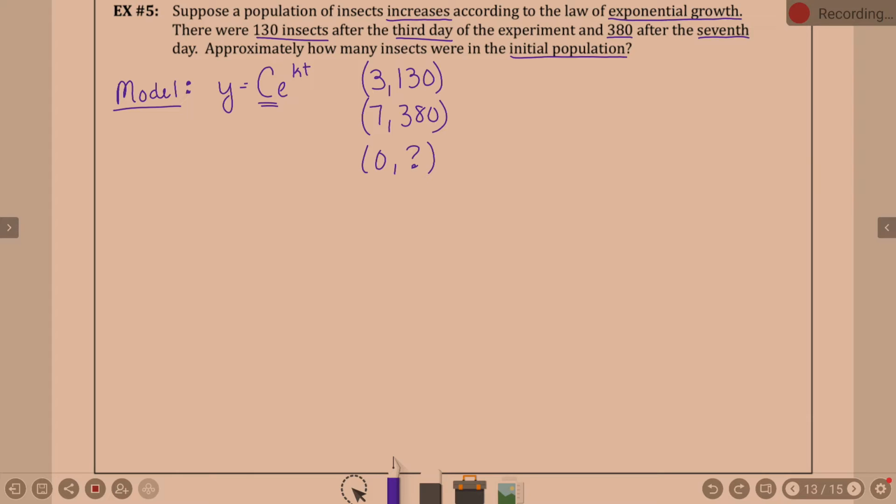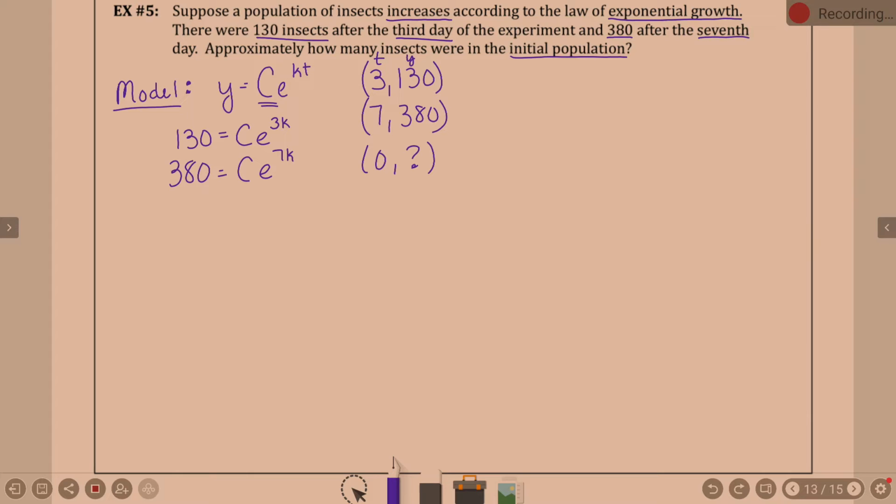So if we fill this in, 3 and 7 are going to go in for T, and 130 and 380 are my Y values. So I'm going to say 130 equals C e to the 3k, and 380 equals C e to the 7k. We can't find C right now. We need to start off finding a K value.